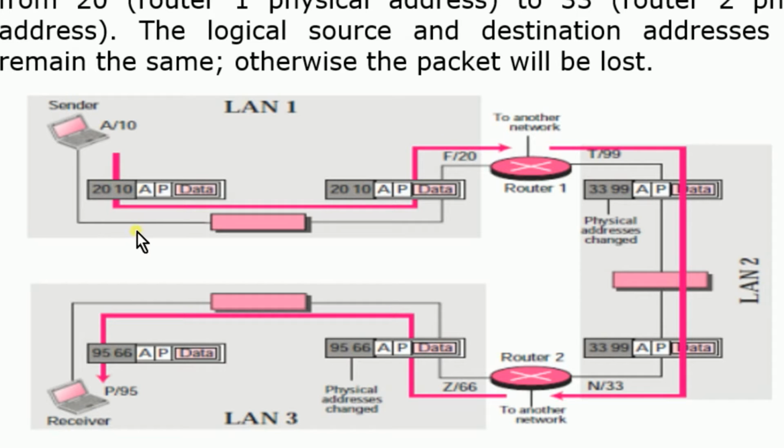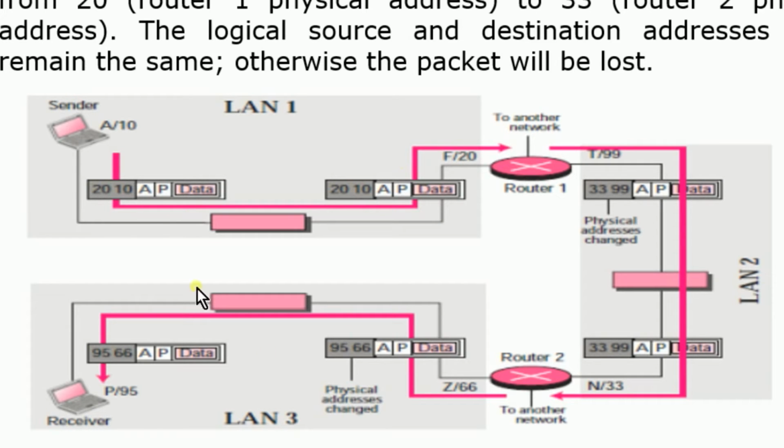That means if we are sending data from this computer to this computer, then the frame contains the physical address and the logical address. This may be the logical address of the sender and the logical address of the receiver. This may be the logical address of the sender and the physical address of maybe the receiver. So 2010, 2010. So these things are changing. Physical addresses are changing, but the logical address remains the same while sending the packets or data.